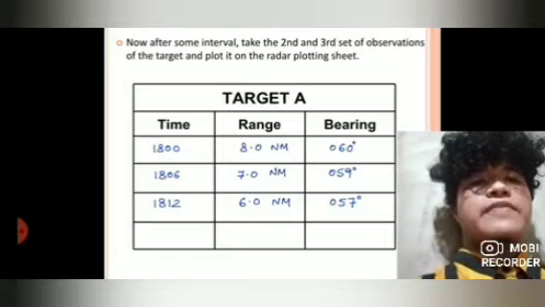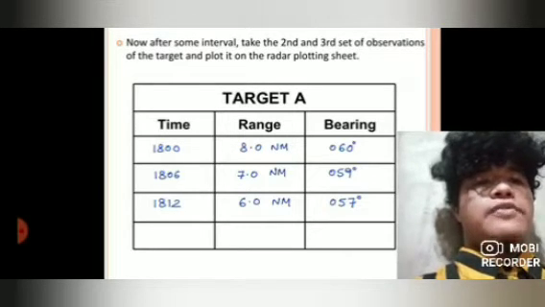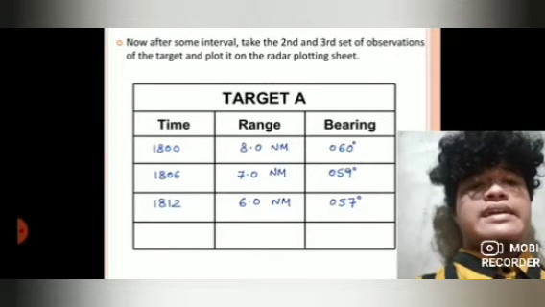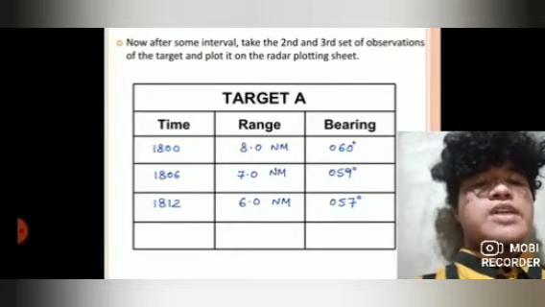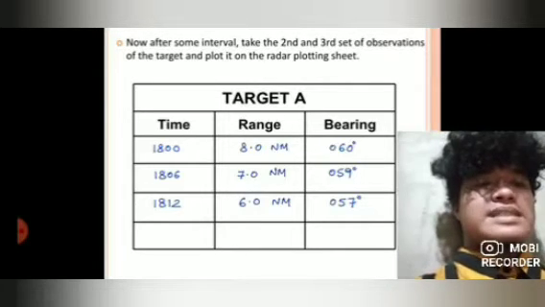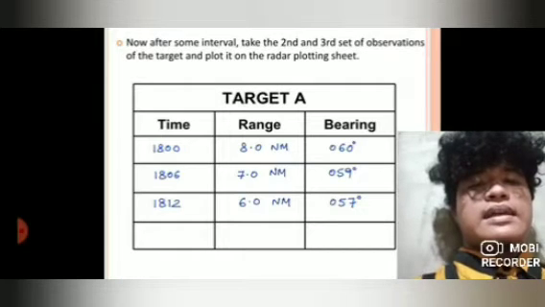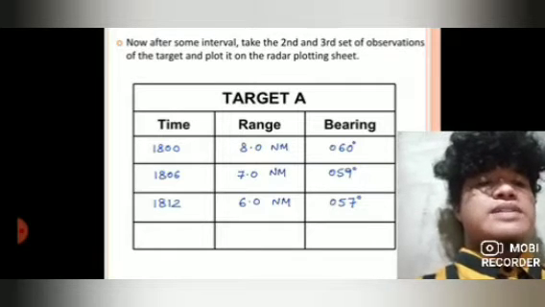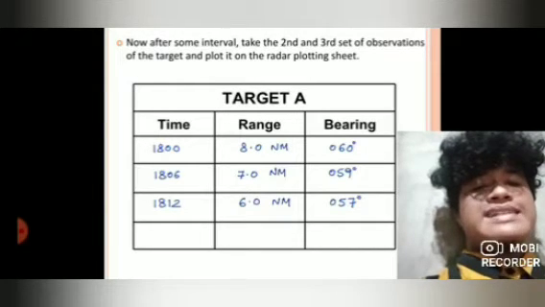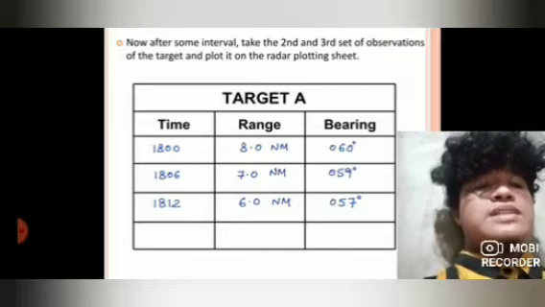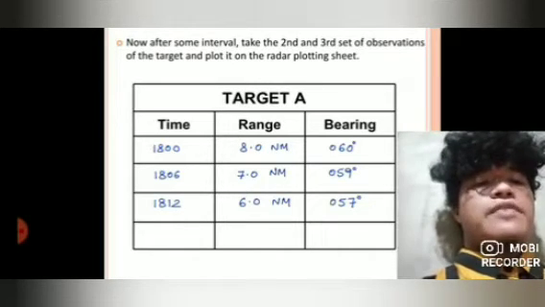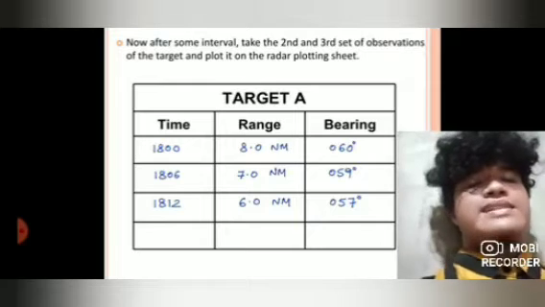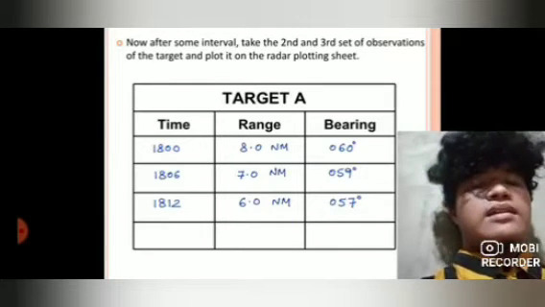Now, after some interval, take the second and third sets of observations of the target and plot them on the radar plotting sheet. Target A: the time is 18 hours, with a range of 8.0 nautical miles and a bearing of 60 degrees. Second is 18:06 hours, with a range of 7.0 nautical miles and a bearing of 59 degrees. And third is 18:12 hours, with a range of 6.0 nautical miles and a bearing of 57 degrees. So the next topic will be discussed by Bulawan.